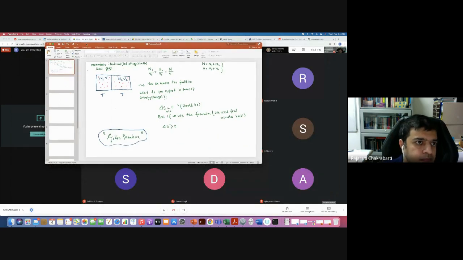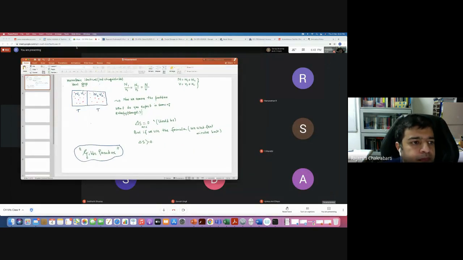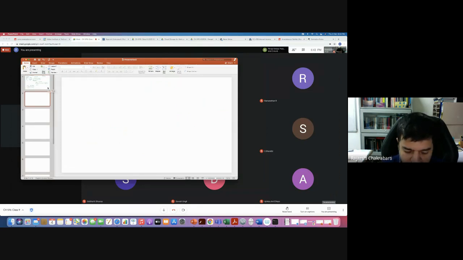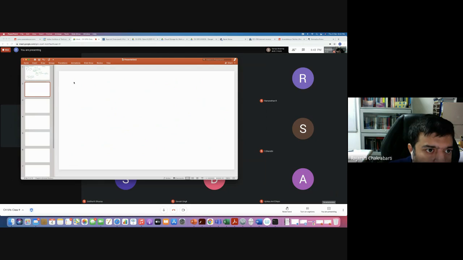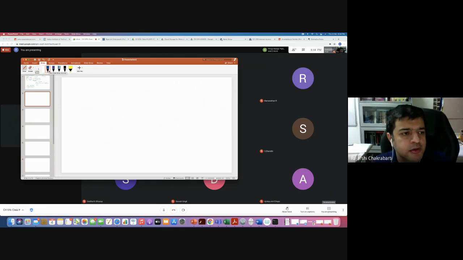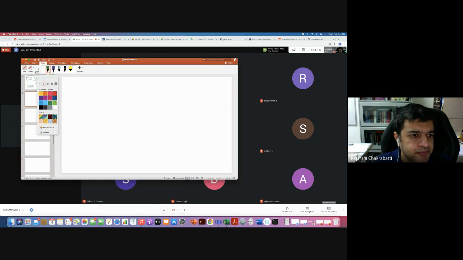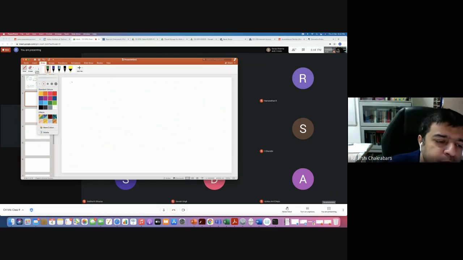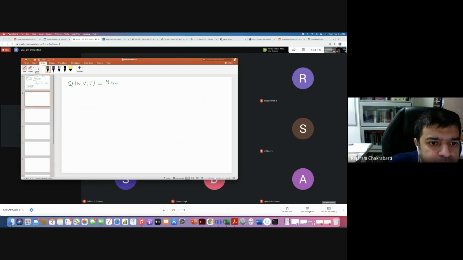Okay. And this thing is resolved as follows. When the particles are indistinguishable or identical, then I cannot use that formula. I'll tell you the formula I'm going to use. In that case, your Q is going to be, you have to divide by n factorial.